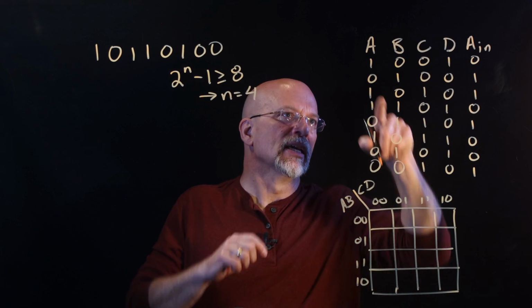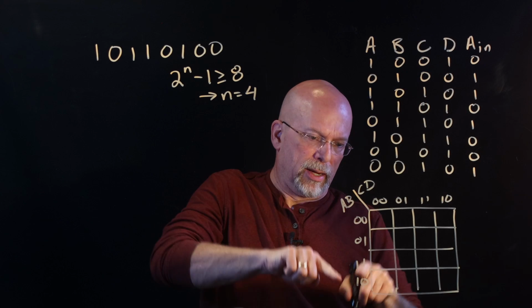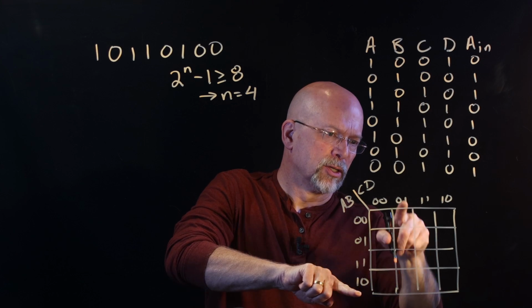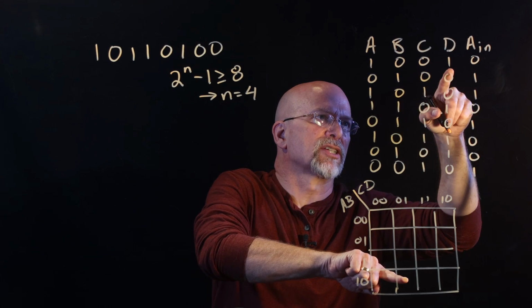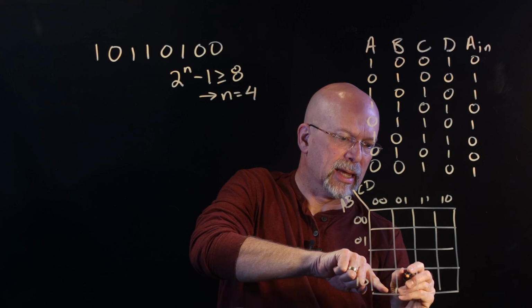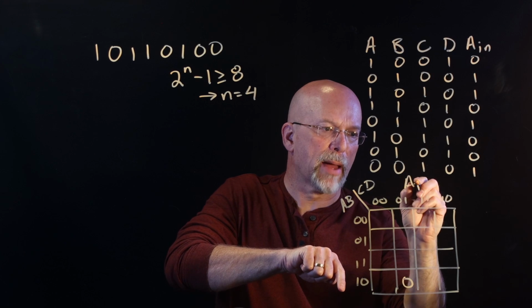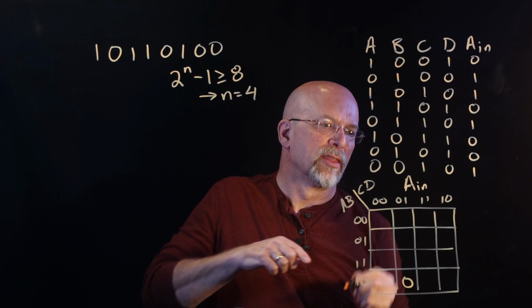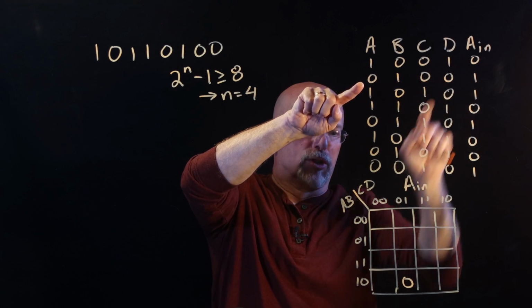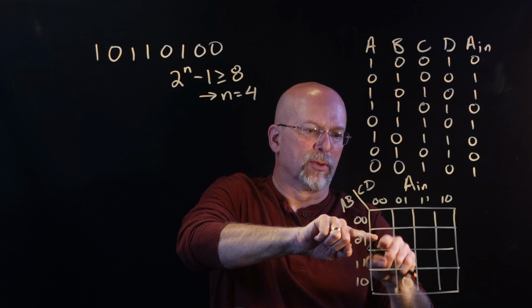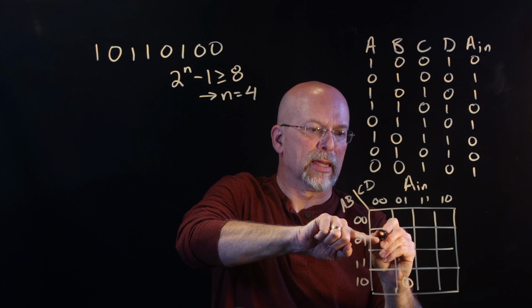So 1001, this cell right here. So when we have this case right here, we need AN to be a 0. Remember, this Karnaugh map represents the expression that we want AN to be. Next row, 0, 1, 0, 0. This cell right here, AN needs to be a 1.